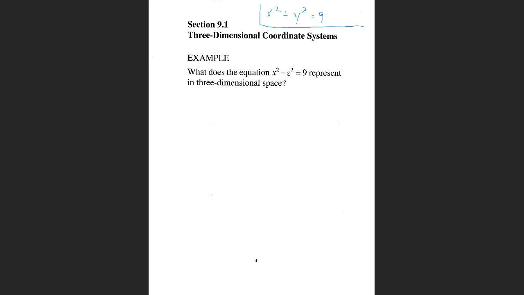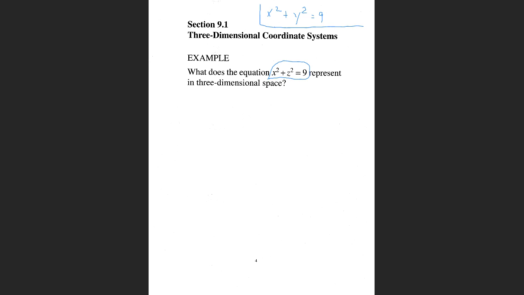And x squared plus z squared equals 9. I have a z instead of a y, but that could be a circle in 2 dimensions. If you had an xz plane, that would be a circle. But, of course, in 3-dimensional space, x squared plus z squared equals 9 can't be a circle. What do you think it is, Christopher?